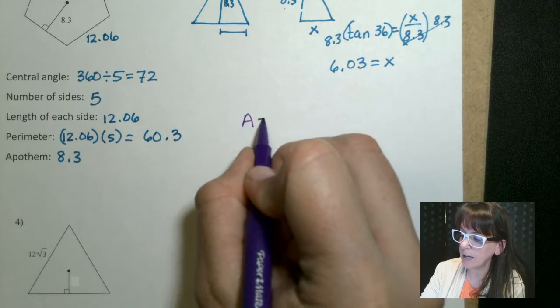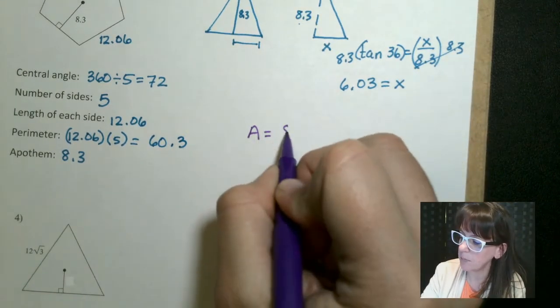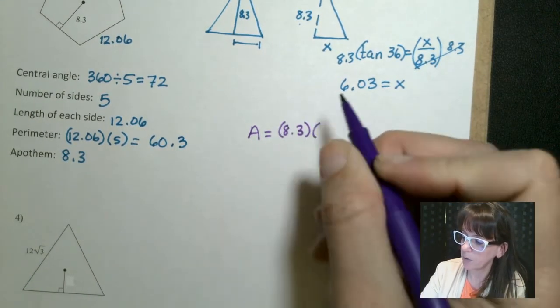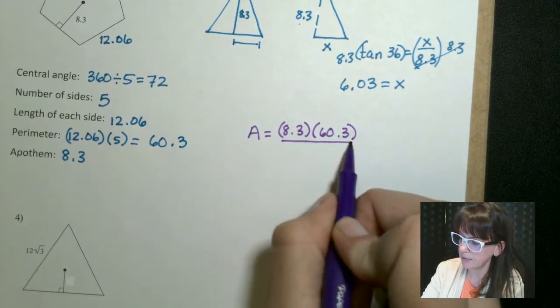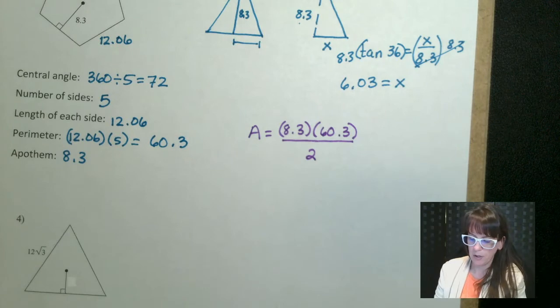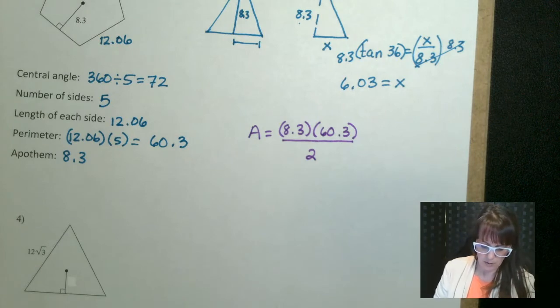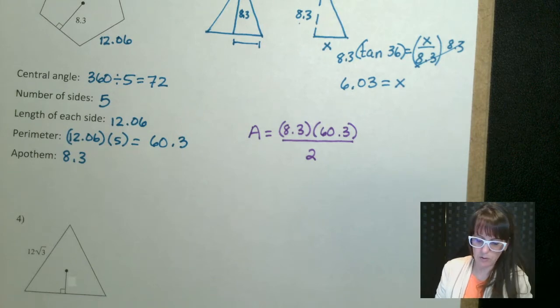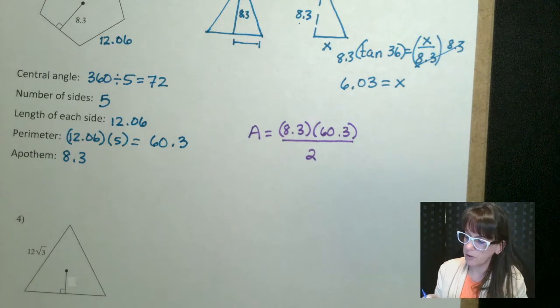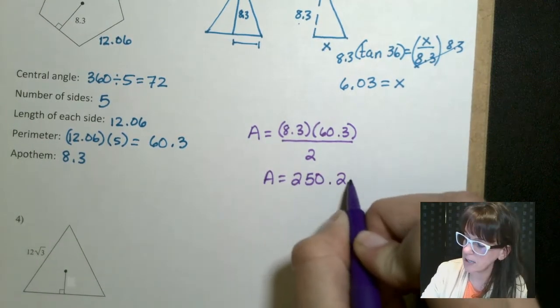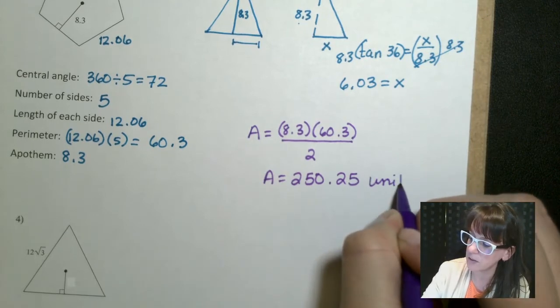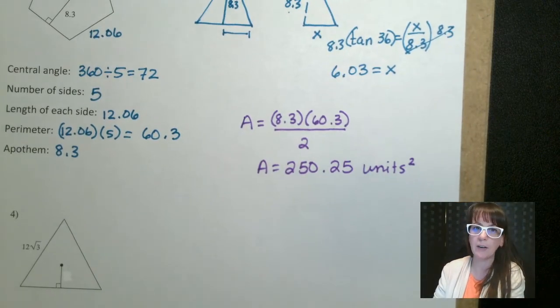So the area equals our apothem, which is 8.3, times the perimeter, which is 60.3, and then divide by 2. So 60.3 times 8.3, hit equals, then divide by 2, we get roughly 250. So A equals 250.25 units squared. Units squared would be our area for that one.